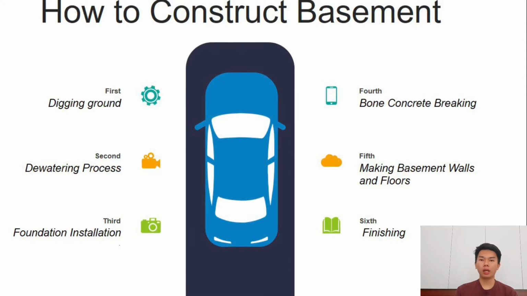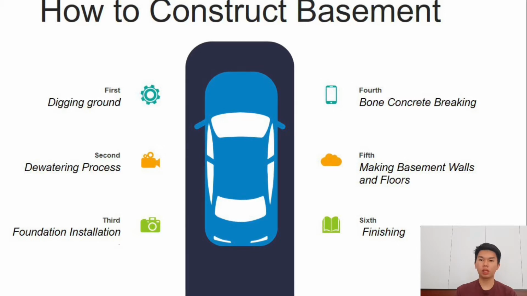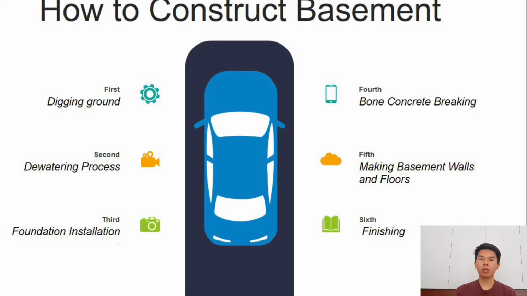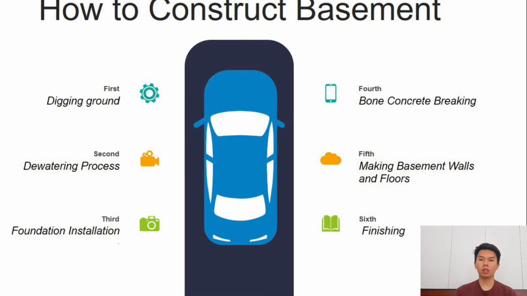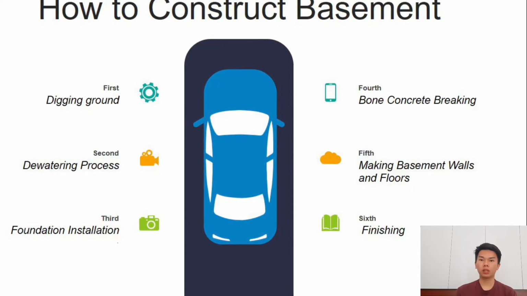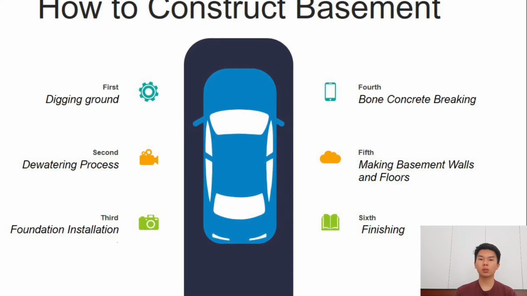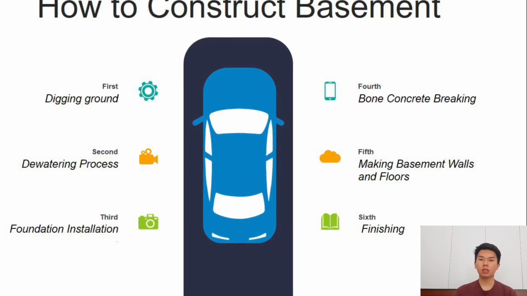And then next is making basement walls and floors. The next step is making the floor and walls by casting. Make sure there are no cracks and leaks in the part that has been cast. And the last one is finishing. After the casting is complete, the last step is to carry out electrical installation and installation of plumbing.